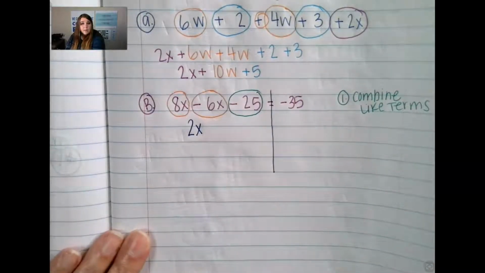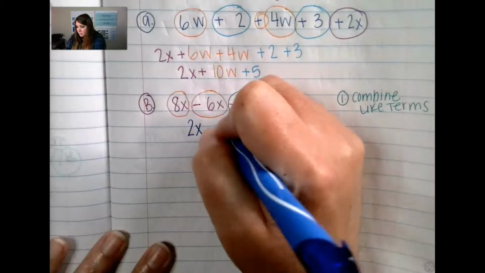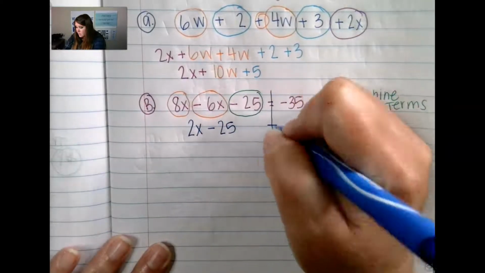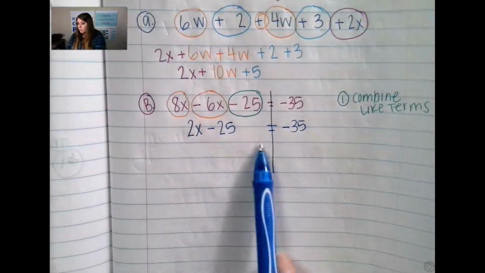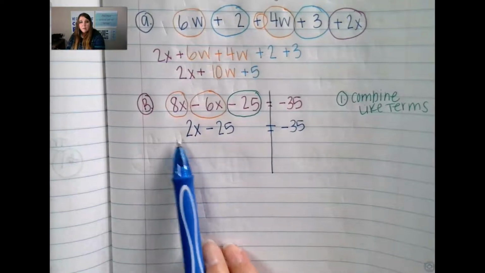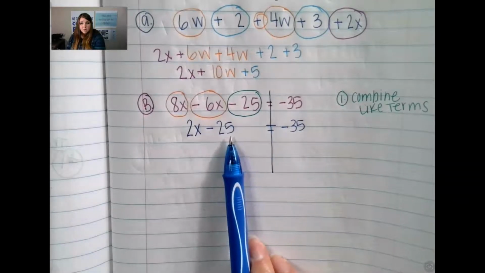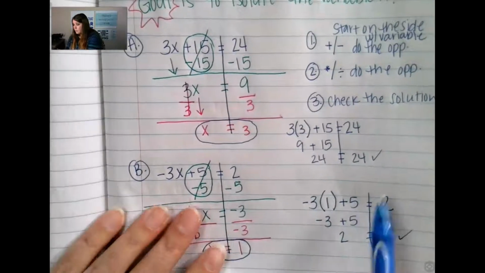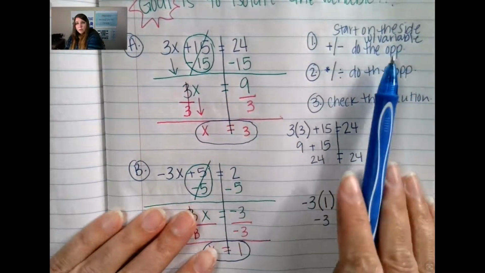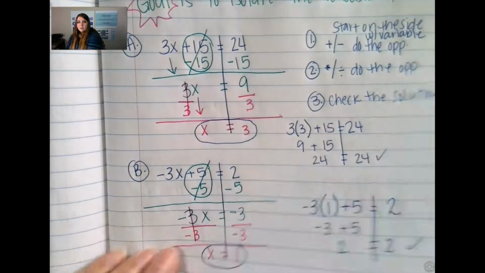When I put those together, 8x minus 6x, I get a 2x. This negative 25 now is a minus 25 equals negative 35. So I have now a problem that is only 2 steps. I went from 3 numbers up above to only 2 numbers here. So now I can go back to my notes from yesterday, start on the side with the variable, and do the opposite of either addition or subtraction.